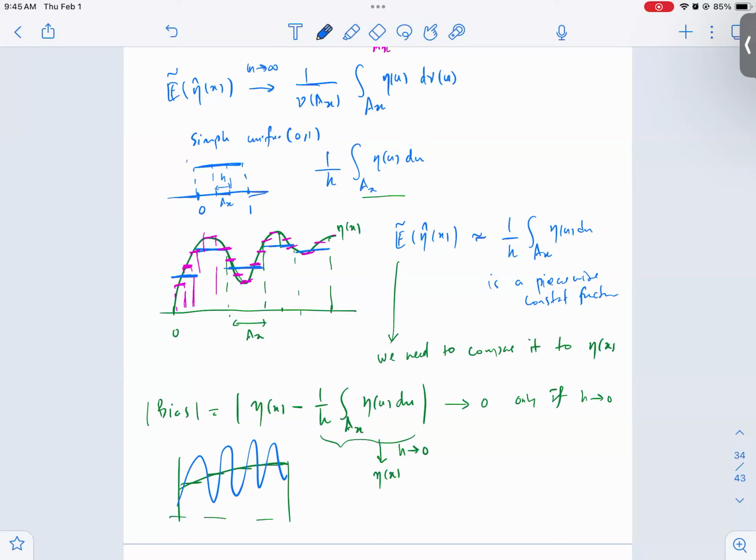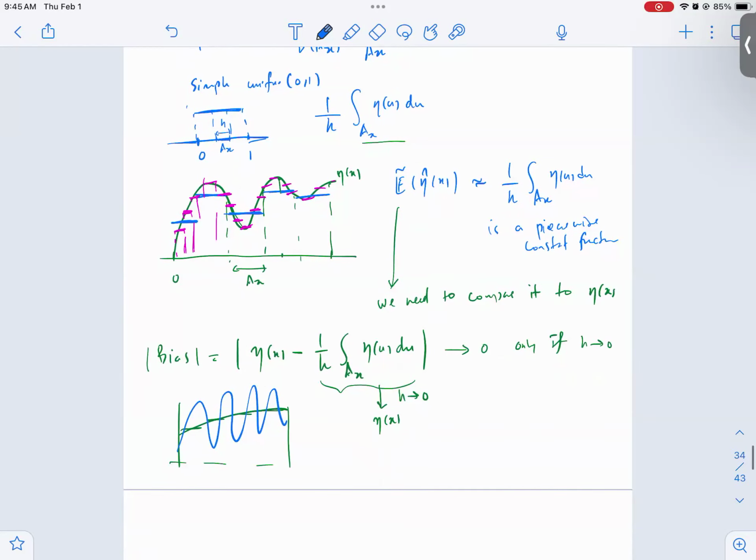And so even so, this is not necessarily a good approximation of eta, unless I let the bandwidth h go to 0. As I make h go to 0, I get a better approximation. You can calculate the error of approximation, which is really the bias, because this is the expectation and you're comparing it to the true eta x. The bias squared appears in the MSE. So this is not going to go to 0 unless h goes to 0, and you can convince yourself, this is a result in analysis, that as h goes to 0, this converges to the point because the cell A x is shrinking.